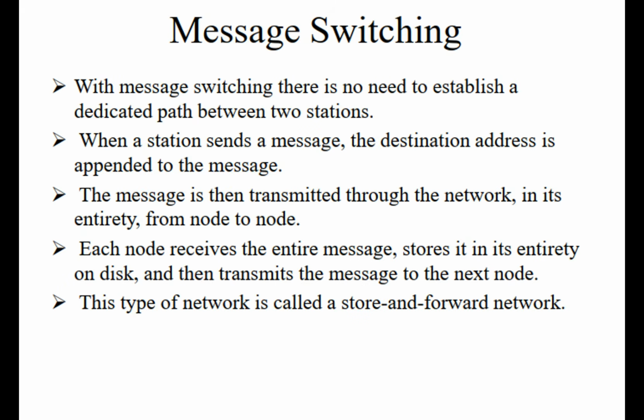Message switching. With message switching, there is no need to establish a dedicated path between two stations. When a station sends a message, the destination address is appended to the message. The message is then transmitted through the network, in its entirety, from node to node. Each node receives the entire message, stores it in its entirety on disk, and then transmits the message to the next node. This type of network is called a store and forward network.